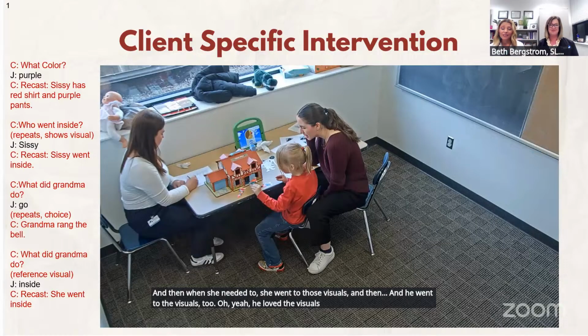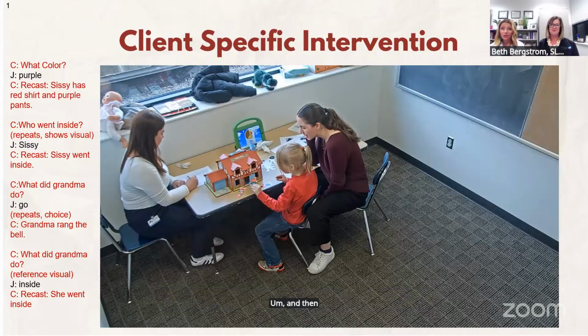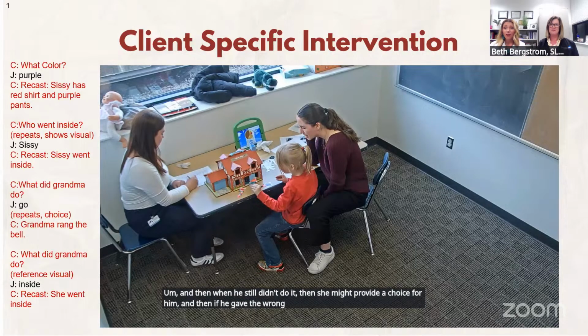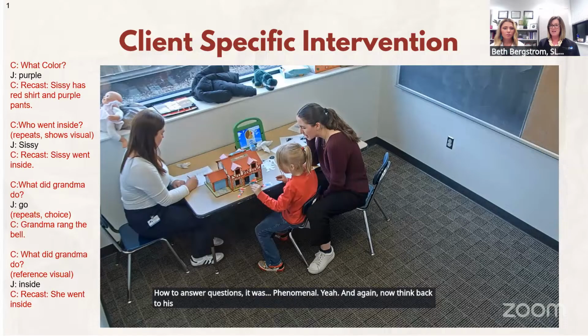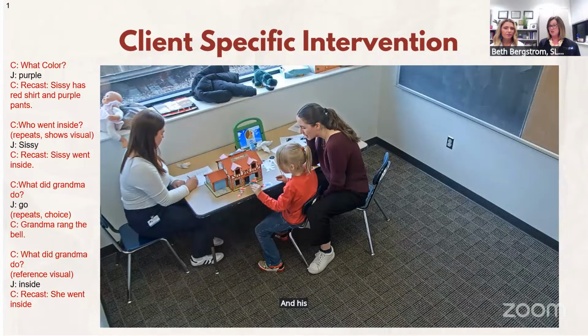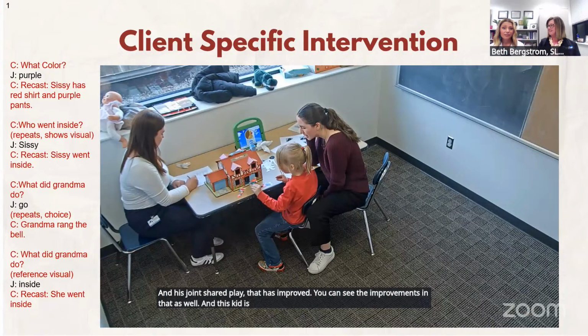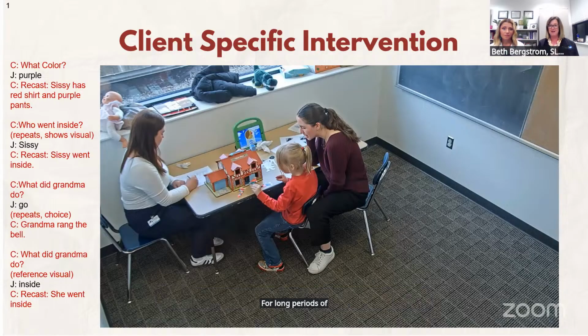He needed them. And then when he still didn't do it, she might provide a choice for him. And if he gave the wrong answer, she just modeled the correct thing for him. So he learned so much this semester about how to answer questions. It was phenomenal. And now think back to his regulation and his joint shared play. That has improved. You can see the improvements. And this kid is on task for long periods of time at this point.